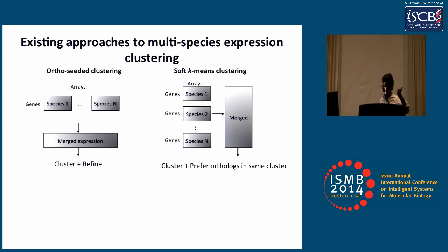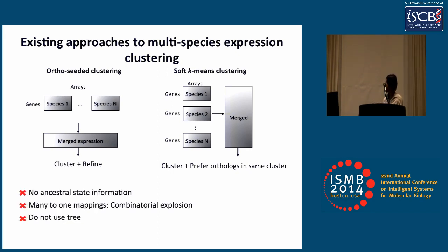This was soft k-means clustering, where another heuristic was put in to enable genes that are orthologous to be in the same module. The challenge that we faced when thinking about these approaches was that they didn't explicitly take into account ancestry. And so if we wanted to reconstruct the module assignments, we had to do something as a post-processing step.